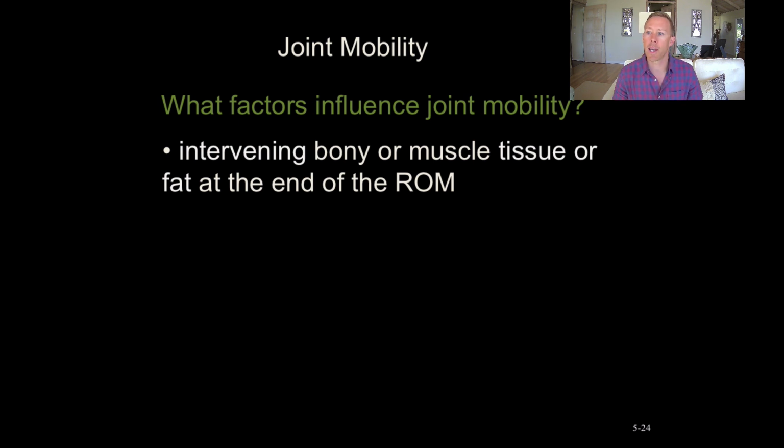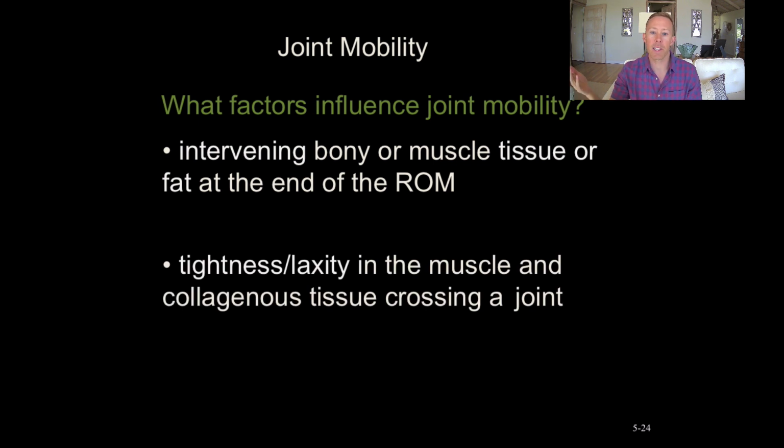So you don't actually get to the end position of the joint, it just stops because the muscles hit, the soft tissue hits. So there are some areas where there is naturally a soft tissue approximation. If you have really big elbow flexors, really big biceps, you'll see some people where they end up hitting the soft tissue mass, not in my case. But anyways, that can be a limiting factor. Tightness or laxity in a muscle or connective tissue, collagenous tissue crossing a joint.